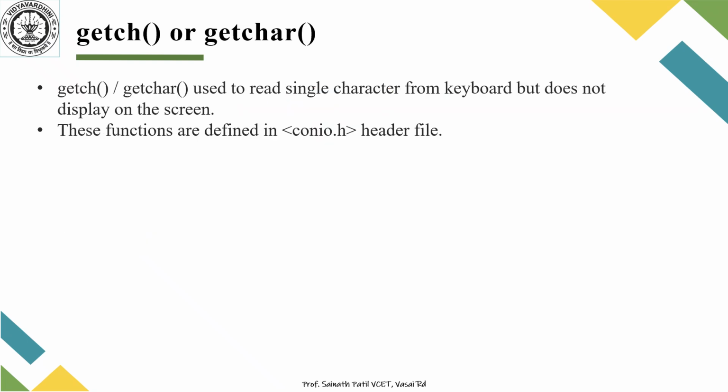Next are the getch or getchar functions. Both are the same, used for unformatted input, that is, to read a single character from the keyboard, and it is for input, so it does not display it on the screen. These both functions are defined in the conio.h header file. So before using getch or getchar, we have to include the conio.h header file in our program.